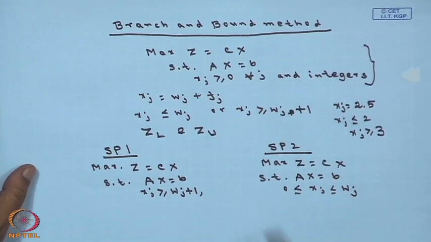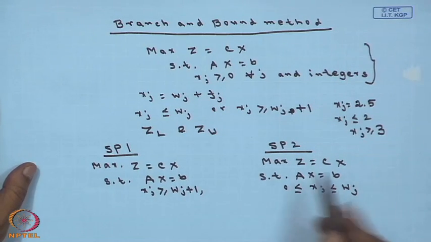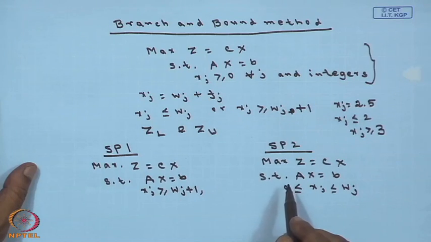In this way you are getting two different constraints for the non-integer variable x j, and using these two constraints you are reformulating two problems, or in other sense breaking the original problem into two subproblems SP 1 and SP 2, where for the non-integer value you are taking two constraints: one is 0 less than or equal to x j less than or equal to w j, the other one is x j greater than or equal to w j plus 1.